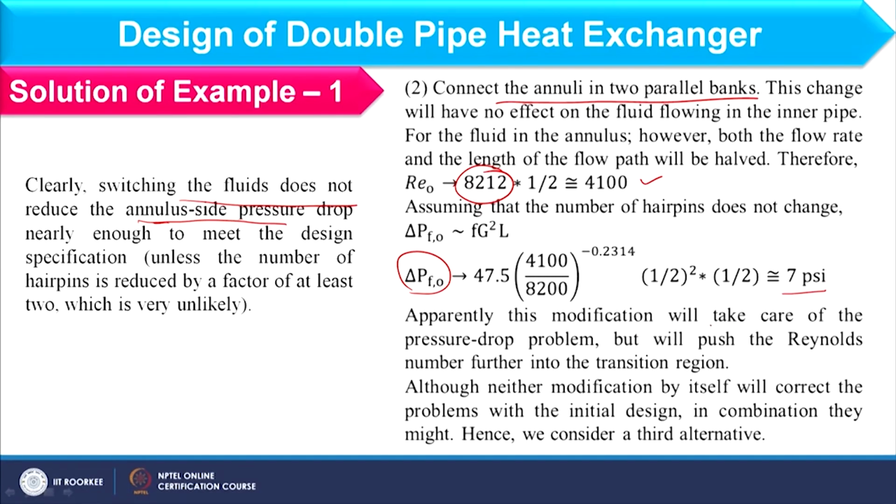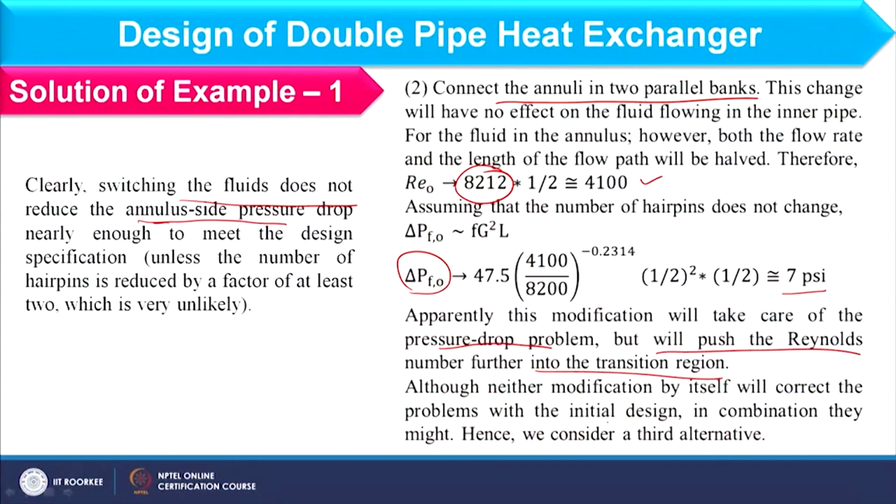So, apparently this modification will take care of the pressure drop, but will push the Reynolds number further into the transition region, because now the Reynolds number is less than 10,000. Fine. So, what we can consider, switching the fluid and changing the pattern. Changing the pattern means changing the configuration is not solving my problem. Okay. Though it is falling under a required pressure drop, but it is putting the liquid to the transition zone, which we should avoid.